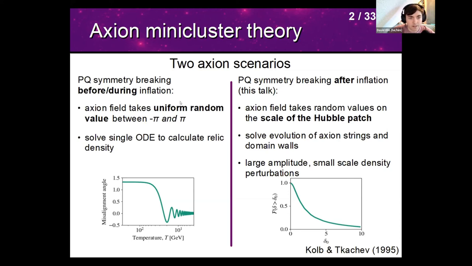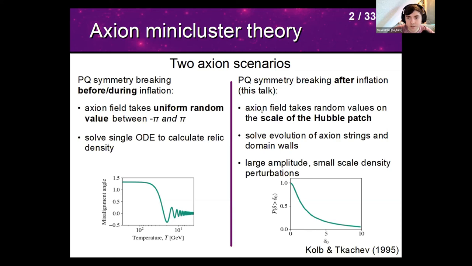If it's broken beforehand, then this field takes on a single value, stretched out to the size of the observable universe. And to calculate the right density, we just have to solve a single ODE. This is a relatively easy problem that you can do on a laptop and give to master students as a homework problem. The second scenario is where the symmetry breaks after inflation, which is what this talk is about.